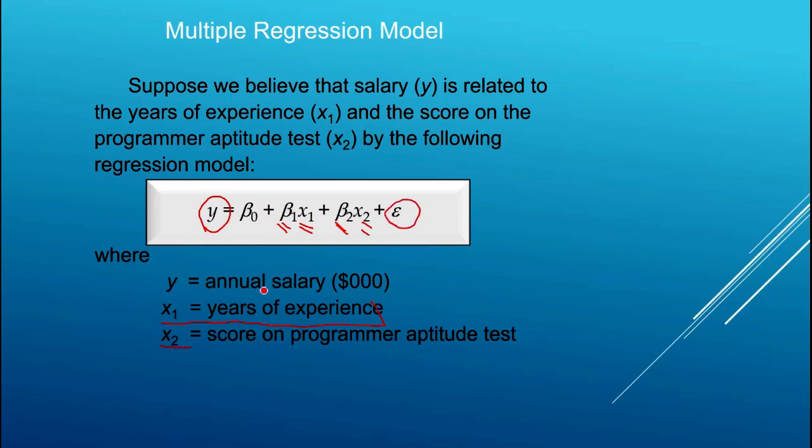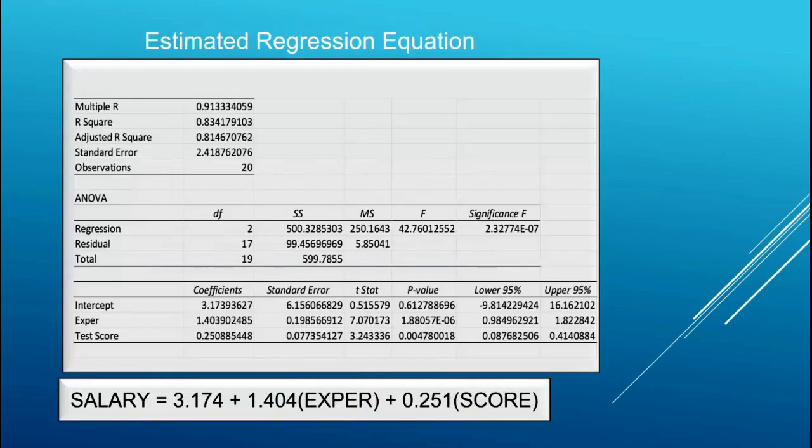E is our error term. So this is our population regression model. We're going to try to estimate this, or we are going to estimate this, with least squares. When we estimate it, I put all the data into Excel, and I ran Excel's regression package, and I came up with this table.